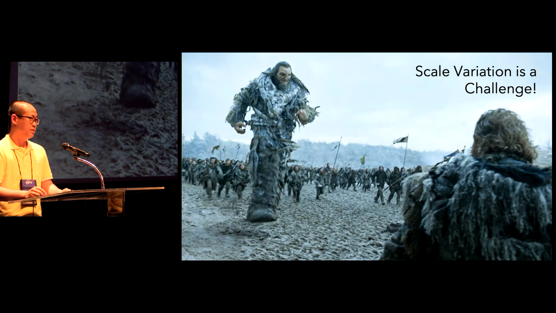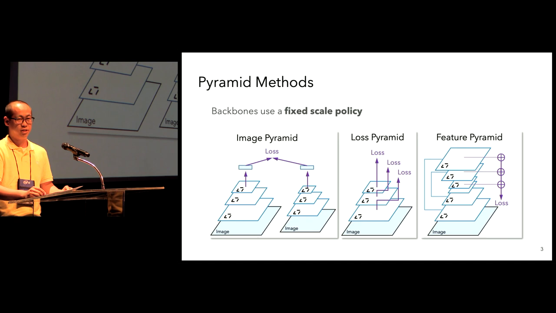Scale variation is one of the main challenges in computer vision. Learning a model to detect, classify, or segment objects at multiple scales is very challenging. Several types of pyramid methods have been proposed to address this issue. However, their backbones still use a fixed scaling policy.